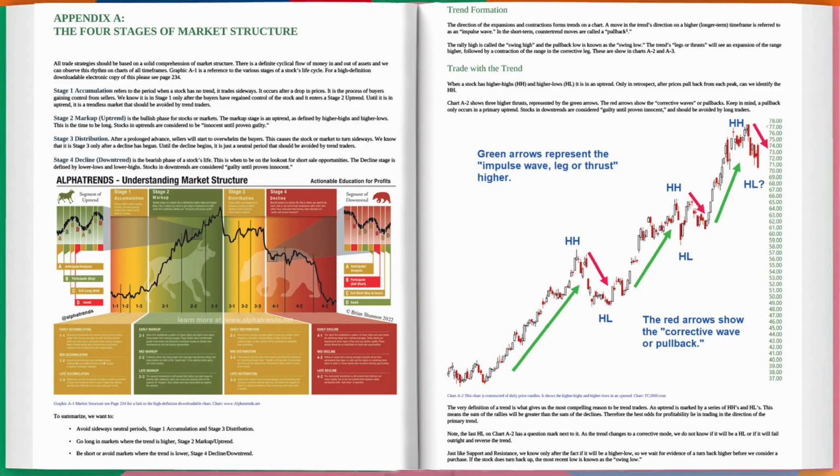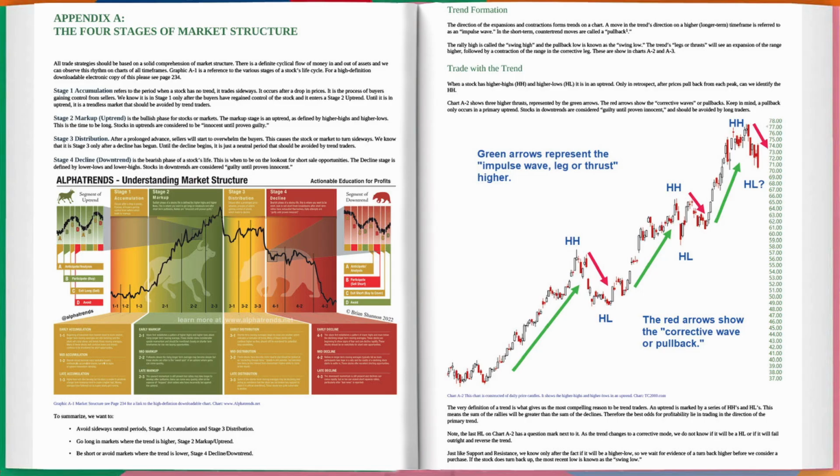Stage 1 accumulation refers to the period when a stock has no trend, it trades sideways. It occurs after a drop in prices. It is the process of buyers gaining control from sellers. We know it is in stage 1 only after the buyers have regained control of the stock, and it enters a stage 2 uptrend. Until it is in uptrend, it is a trendless market that should be avoided by trend traders.